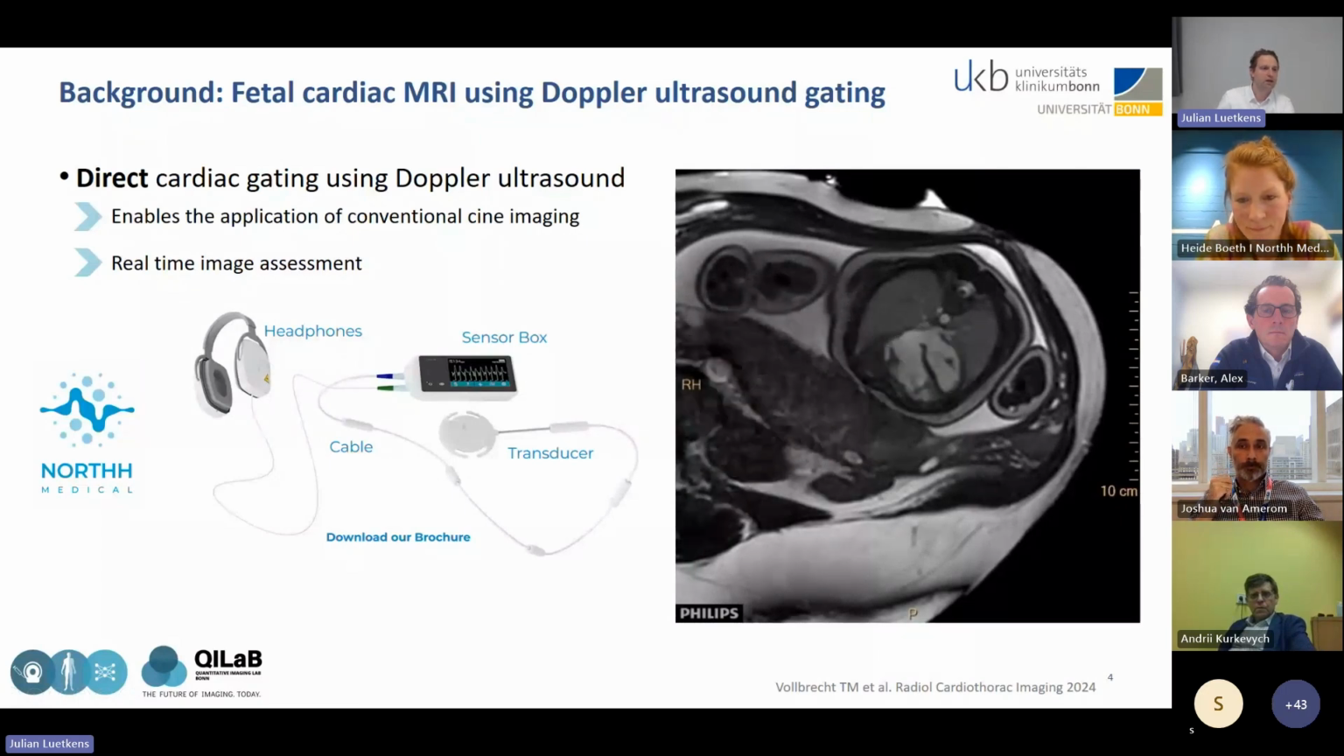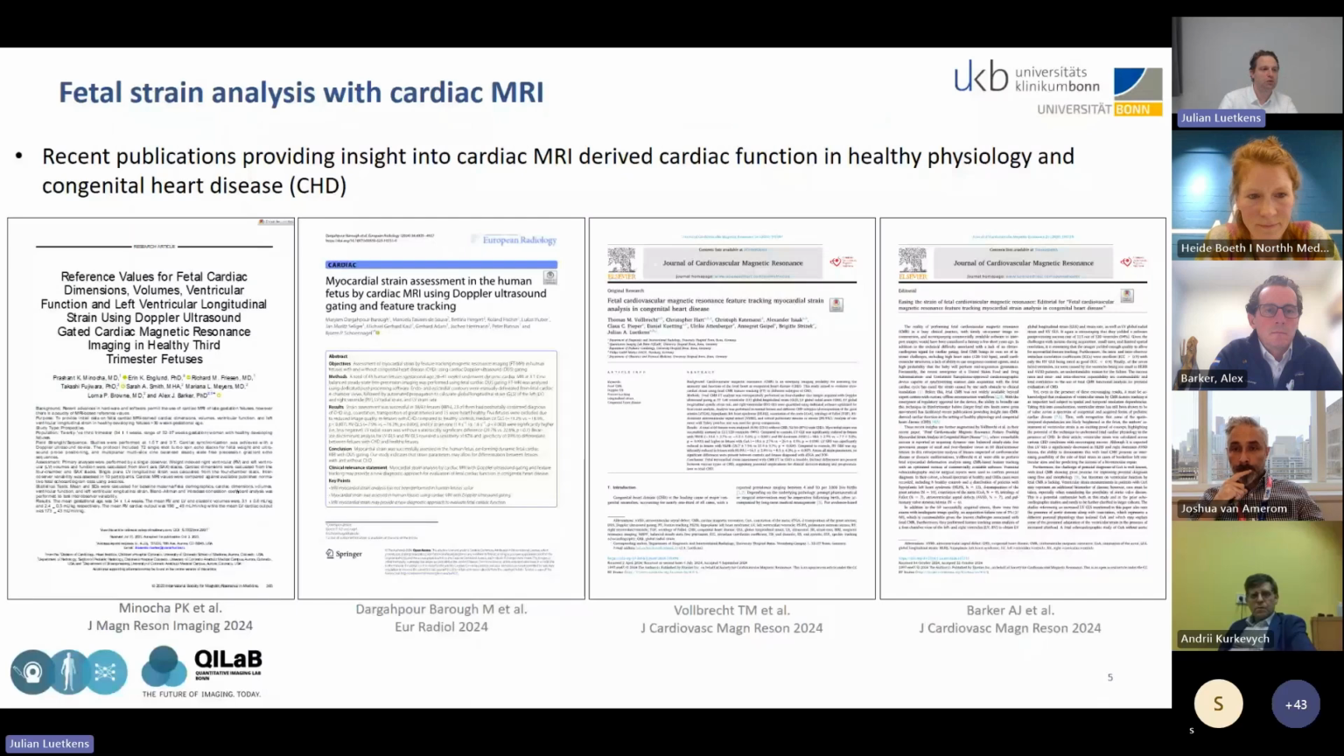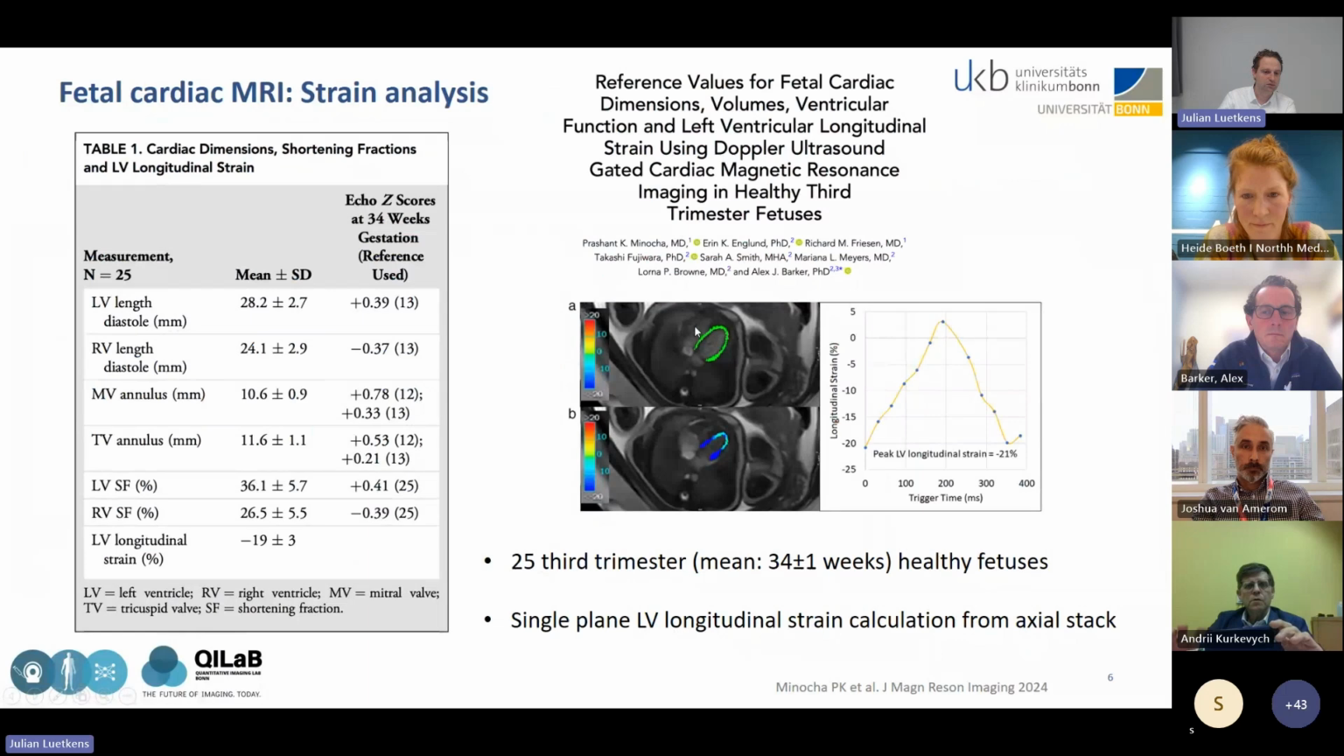The four-chamber view is also the view which is mostly used for myocardial strain analysis. If you look at the literature, you can see that this year there were 4 papers and one editorial published about feature tracking myocardial strain in the fetus, because it may give you more information about cardiac function in healthy physiology and also in congenital heart disease. I will show you some results of these papers, then dive a little deeper into one paper of our group, and explain how we did fetal strain imaging at our institution.